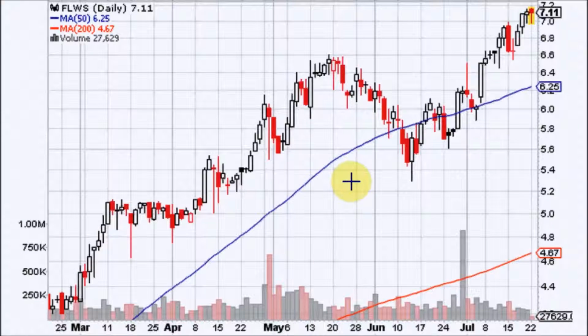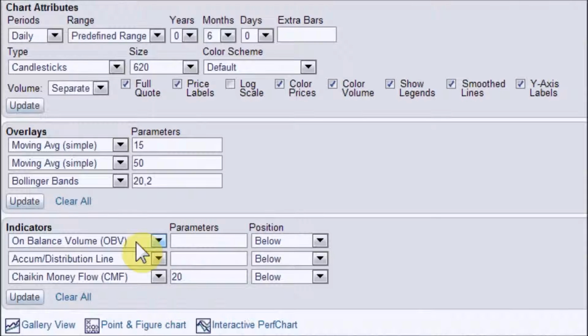Let's start by loading up the three lower indicators that make up stock chart setup number 2 on this chart for FLWS. Now, when you scroll down below the chart into the chart attributes area, what you see above the indicators area is exactly the same as it is for stock chart setup number 1. The only changes we will make are these three indicators.